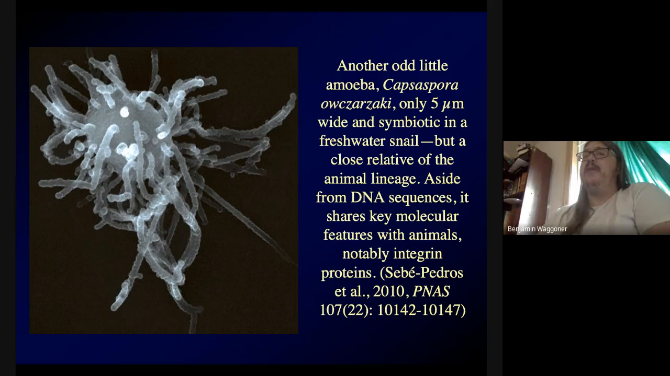Not only has it got similar DNA, but integrin proteins, which in you are one of the things that lock cells together in a multicellular body. Capsospora has them too. Although since Capsospora is single-celled, I'm not entirely sure what it's doing with them, but nonetheless, they're there. So this is an opisthokonta that's more closely related to animals than anything else.